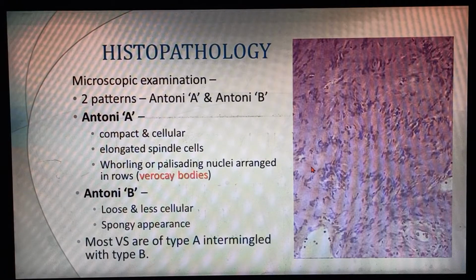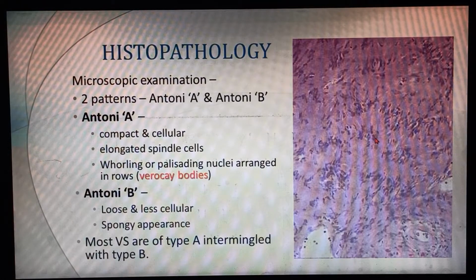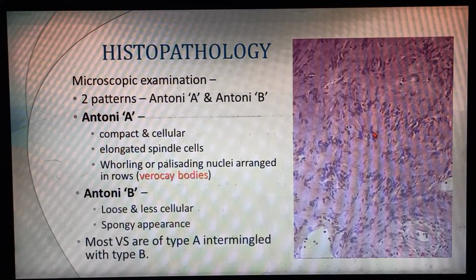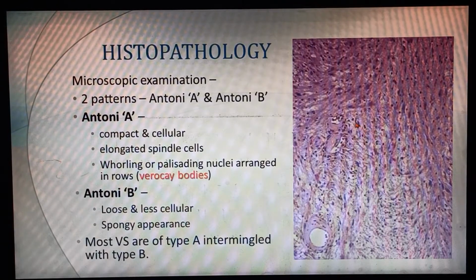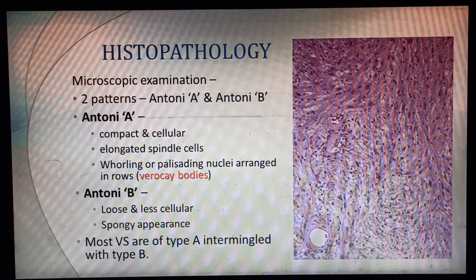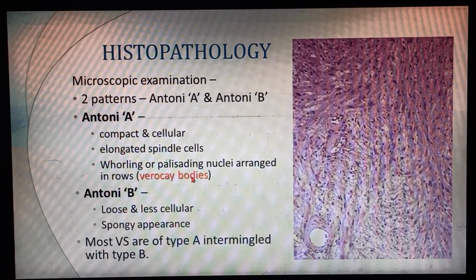Just remember these three words: Antoni A, Antoni B, and Verocay bodies. These are seen in the histopathology of a tumor of vestibular schwannoma. See, Antoni A means the compactly arranged cells are there, elongated spindle cells, and these compactly arranged groups are called Verocay bodies. Okay, this is Antoni A pattern. And if you see, this is an Antoni B pattern. All the cells are arranged loose and less cellular. Okay, loosely arranged. So this is Antoni B pattern. Just remember these three words, may be asked as an MCQ: Antoni A, Antoni B, and Verocay bodies.